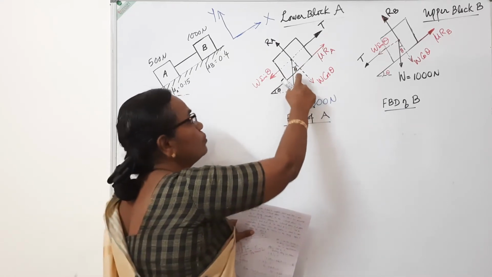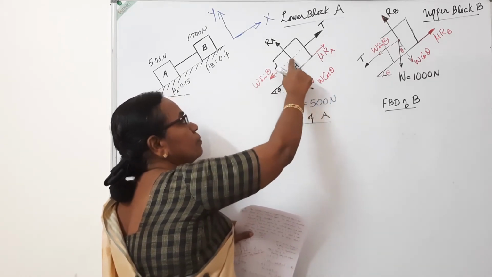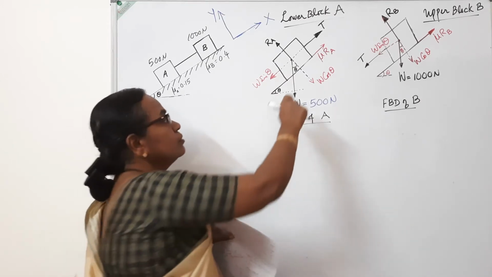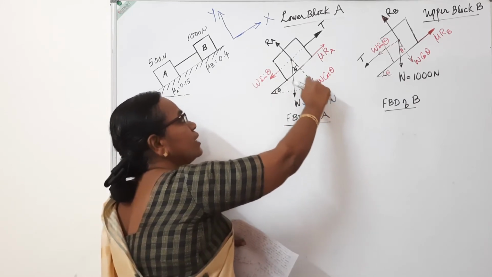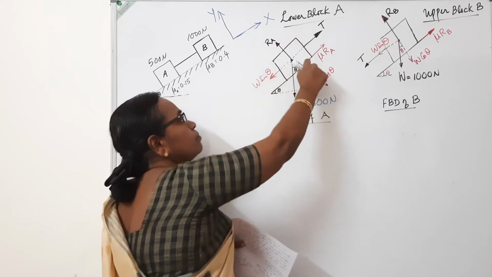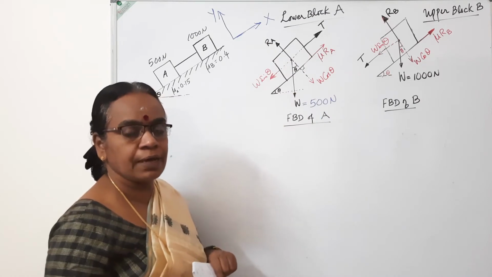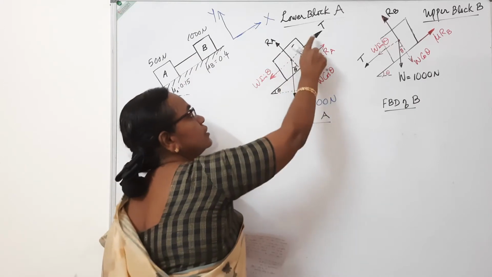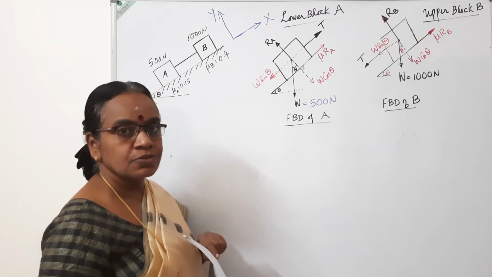So I can resolve W into two components: W cos theta perpendicular to the plane, and W sin theta along the plane. The normal reaction of the surface acts perpendicular to the inclined plane. And there is tension in the string. The tension in the string will always act away from the body. So tension we have marked.